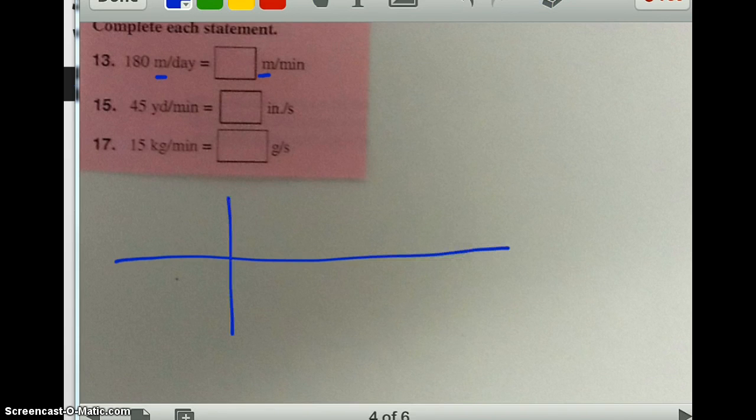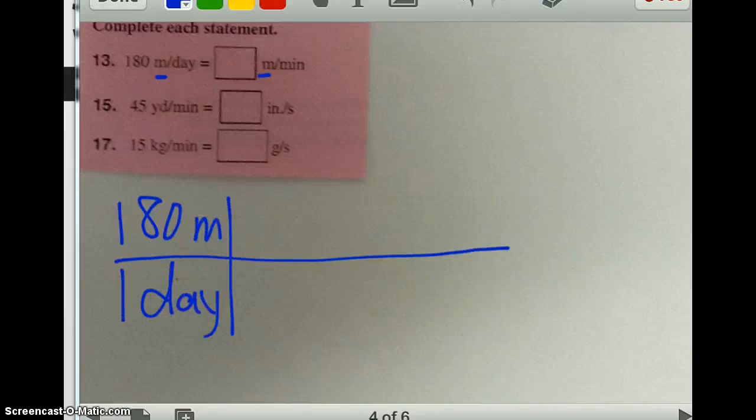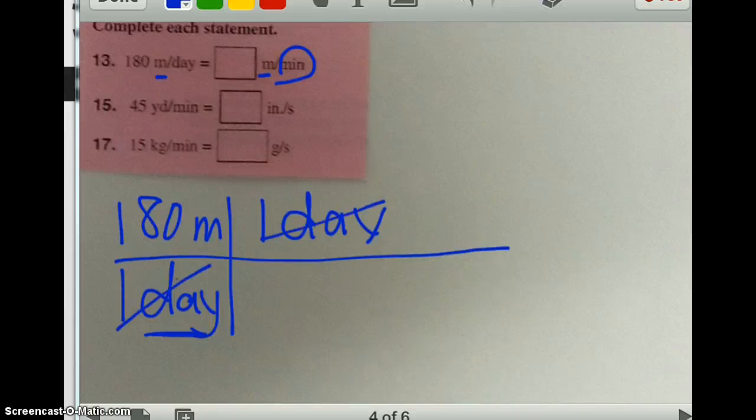So I'm just going to write things like this, and what I've got is 180 meters, and that's in 1 day. But I don't want to have days, I want to have minutes. So I've got to figure out, how do I get from days to minutes? See how days is down on the bottom here? I'm going to get something so that it cancels out, and I'm going to have 1 day up here, because look, it's just like a fraction, they cancel out. But I need to know 1 day equals how many minutes. Well, let's figure that out.